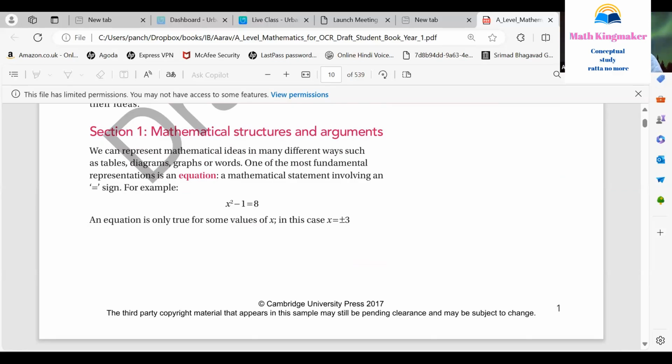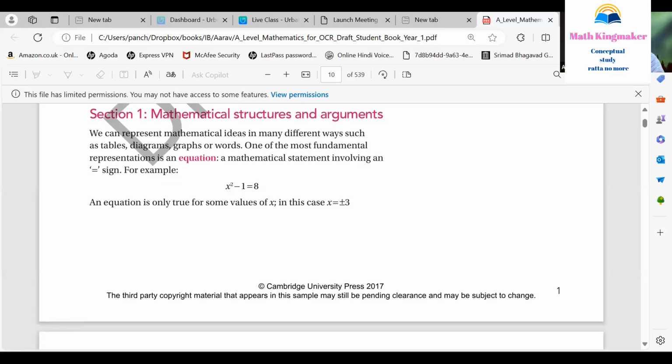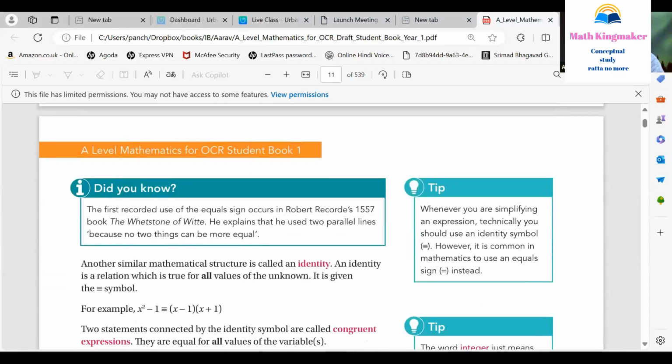So with your tool, you have to prove that. The mathematical structure of an argument is very simple. The condition will be given to you, the situation will be given to you, and you have to structure it. Arguments will be given to you.